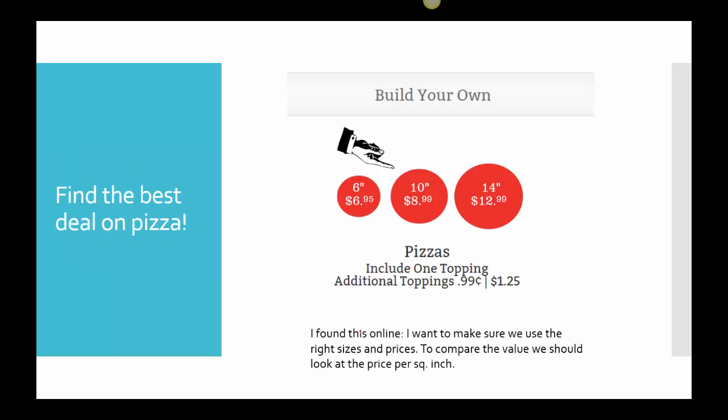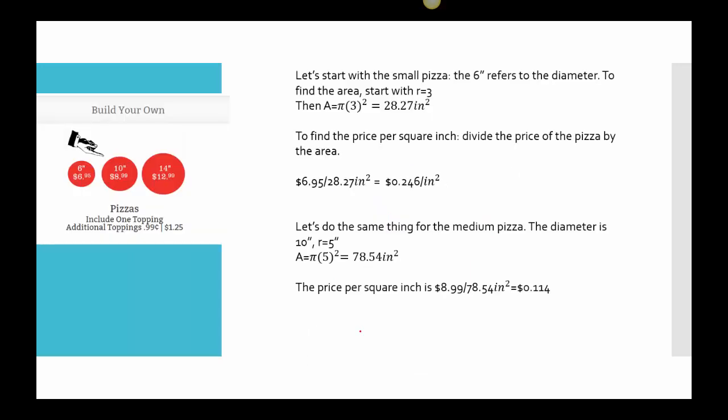All right. So let's look at something all college students seem to love and know, which would be pizza. I completely took this off the internet because I like to steal stuff from the internet so I don't have to make up prices. I found this and it said build your own pizza. They had some choices of sizes. You get a 6-inch for $6.95. You can get a 10-inch for $8.99. Or you could get a 14-inch for $12.99. And then you could get toppings extra. So let's see what has the best price.